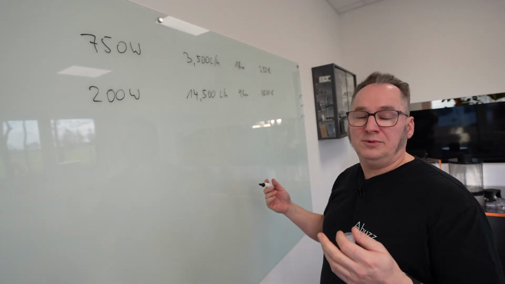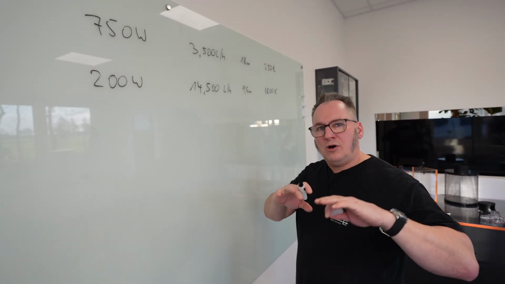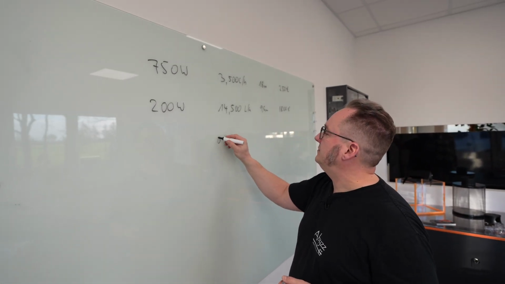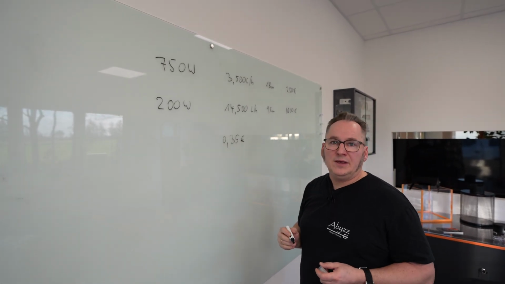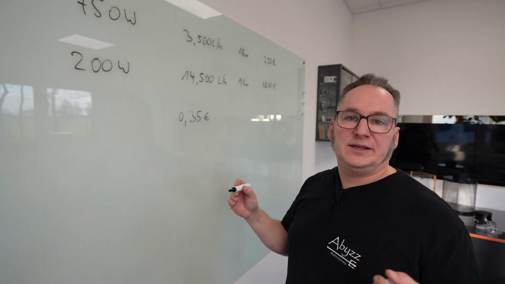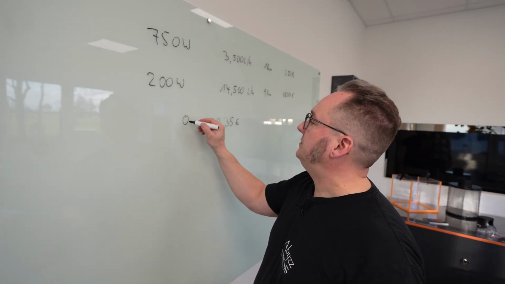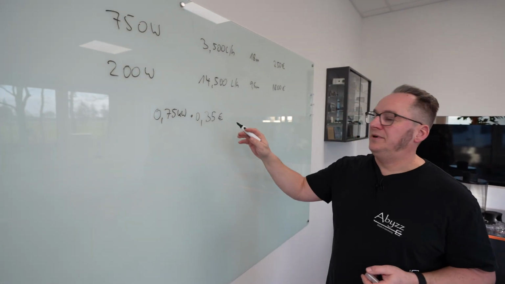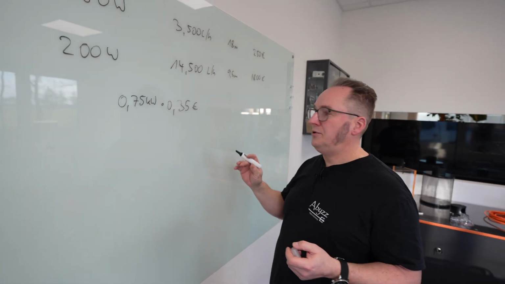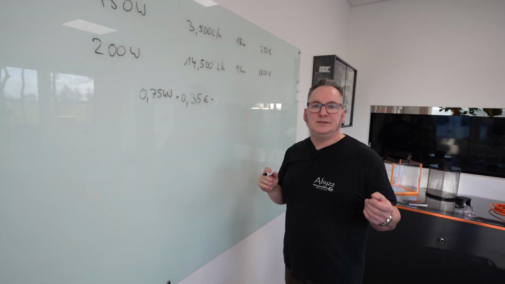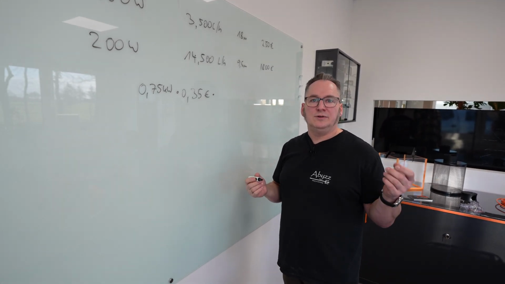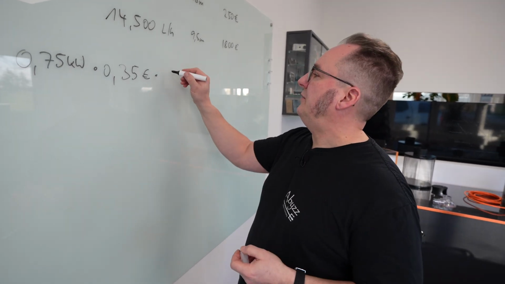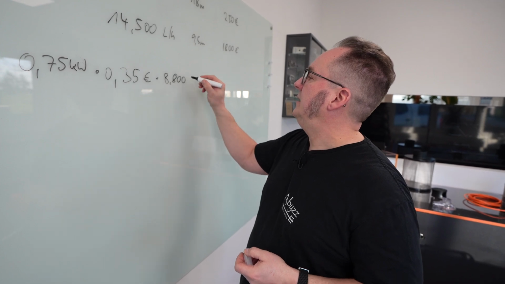In Germany, and I know we are quite high with the energy costs, and that's almost everywhere in Europe, we're talking about an energy cost of roughly 35 cents per kilowatt hour. So now if our pump is running at 750 watts, which equals 0.75 kilowatts, we'll multiply that with the energy cost of 0.35 euros and then we need the time the pump is running. So in a year, if you multiply 24 hours times 365, it'll be roughly 8,800 hours.